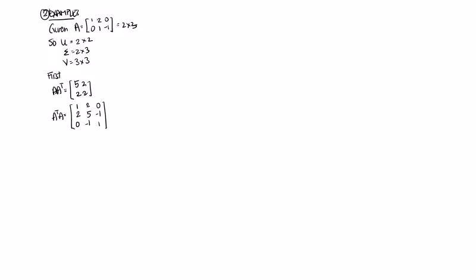Now, if we find the eigenvalues for this, the first one has eigenvalues 6 and 1. The second one has eigenvalues 6, 1, and 0. Notice that the positive ones are shared, but the second one has an extra one, and that one is 0. So this immediately tells us sigma.